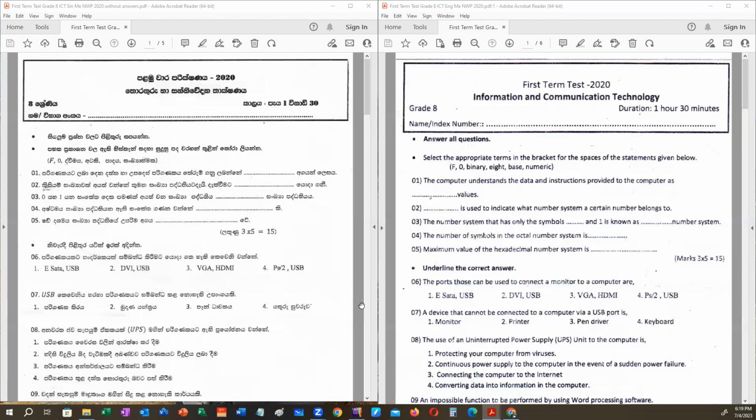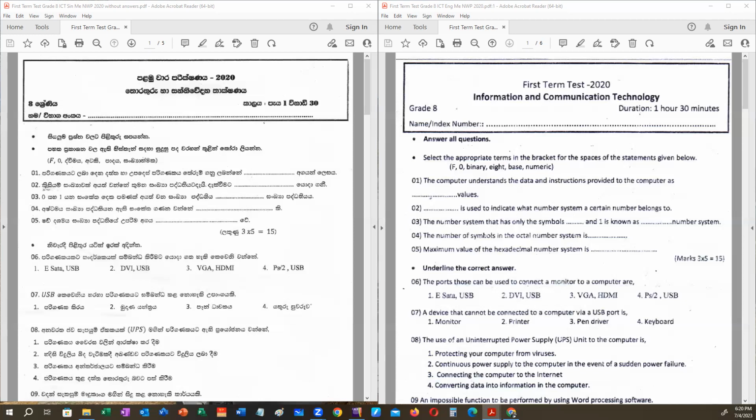Question number 1. The computer understands the data and instructions provided to the computer as blank. What is the answer? Anyone tell me the answer? What do you think is the answer? The computer understands the data and instruction provided to the computer as numeric. Numeric values.